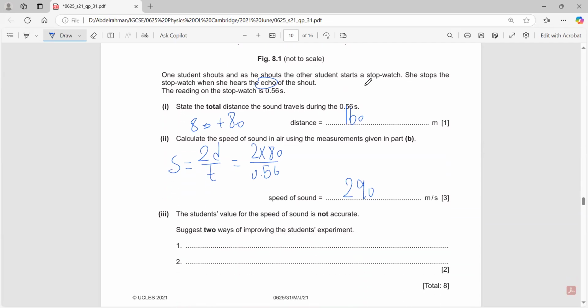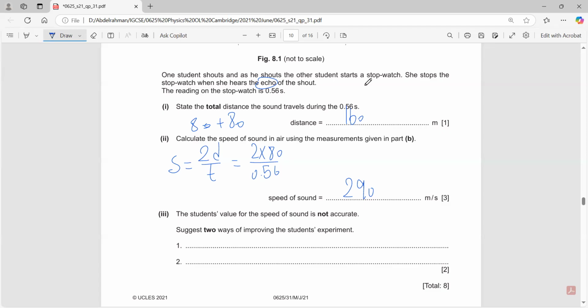The student's values for the speed are not accurate. Is it wrong to write decimals? No, it's not wrong to write decimals. If your answer is in decimals, you can write it. But again, in physics, it's better to write down only three significant figures.